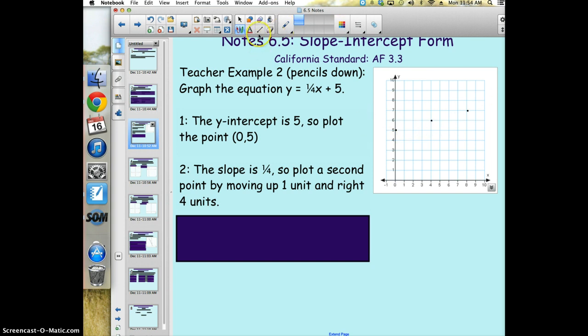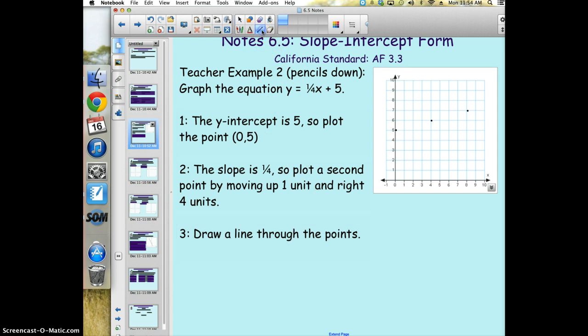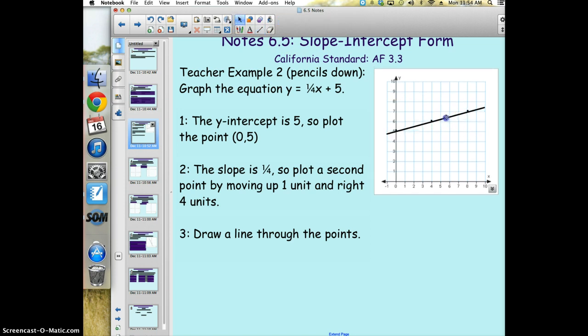And then finally, I can connect my points. Let's see if I can draw a straight enough line. There we go. Oh, that line should have arrows on it. Make sure your line has arrows on it. Unfortunately, the computer won't let me draw arrows right now. It's being a little difficult. So there you go. That should be your finished graph.